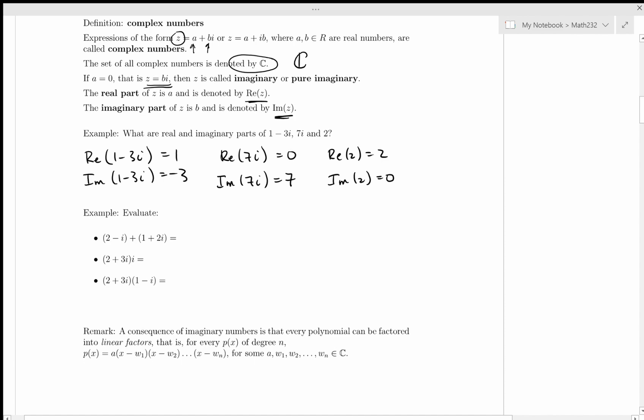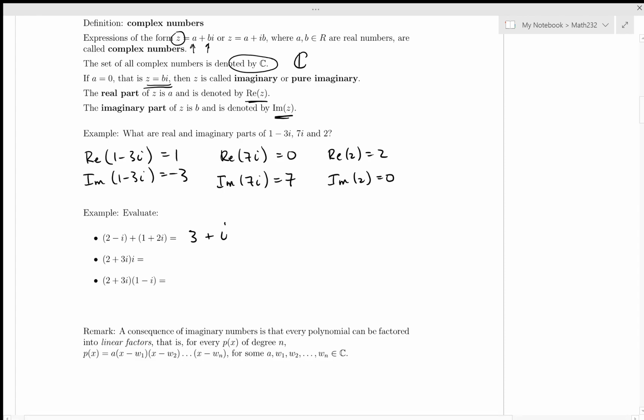Okay, now we're going to proceed to doing a little bit of arithmetic. So we're going to take two complex numbers and add them together: 2 minus i plus 1 plus 2i. Okay, this is totally straightforward. You add the real parts and you add the imaginary parts. So this becomes 3 plus i. Add the real part, add the imaginary part.